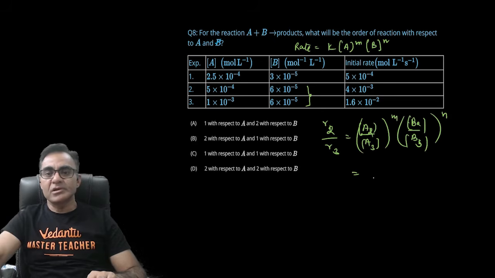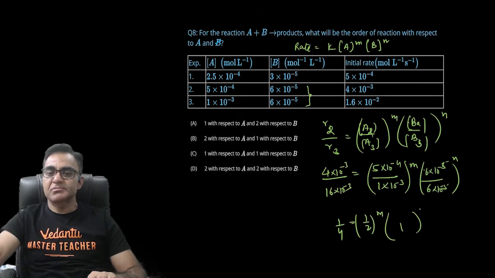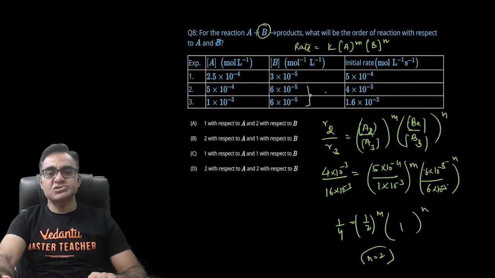अब A2 और A3 का कॉन्सेंट्रेशन, ऐसे B2 and B3 का कॉन्सेंट्रेशन हमको पता है: 5×10^-4 upon 1×10^-3 raised to the power m, and B2 constant है, 6×10^-5 upon 6×10^-5 raised to the power n, and R2 upon R3 is 4×10^-3 divided by 16×10^-3. So 1/4 is equal to (1/2)^m, और ये तो 1 हो गया, something raised to the power n is 1, तो m की वैल्यू आ गई 2. That means order with respect to A is going to be 2.